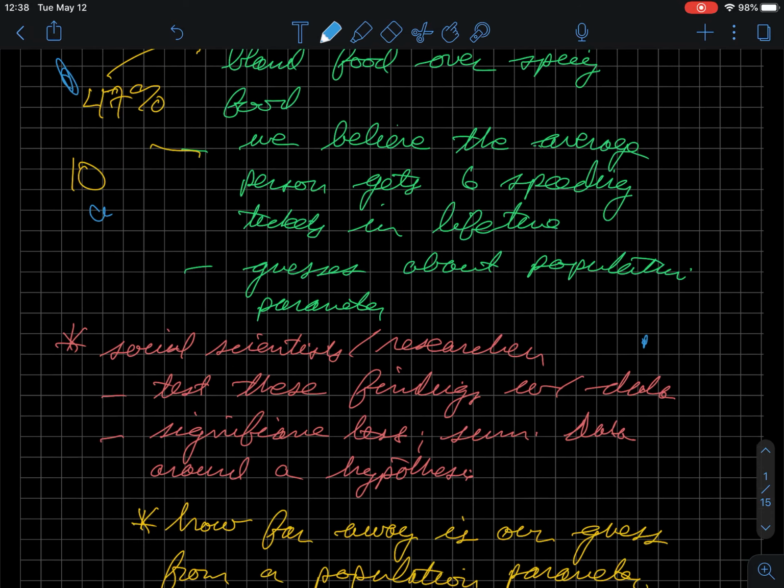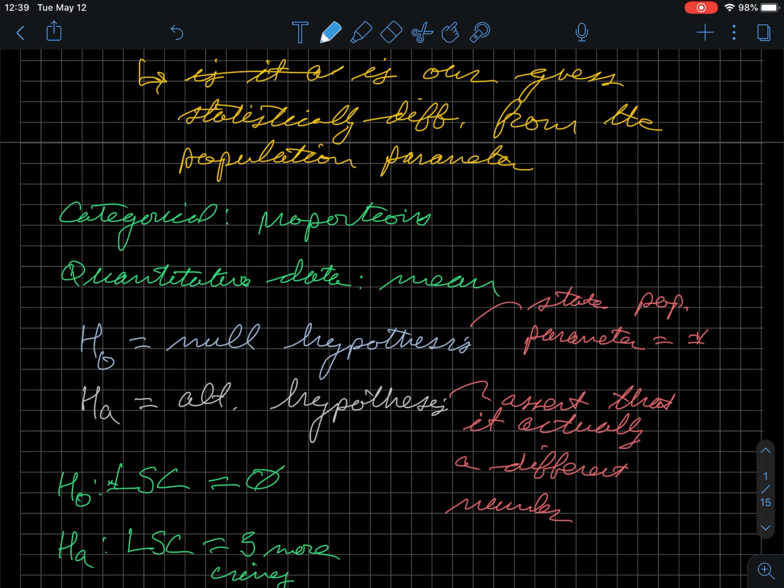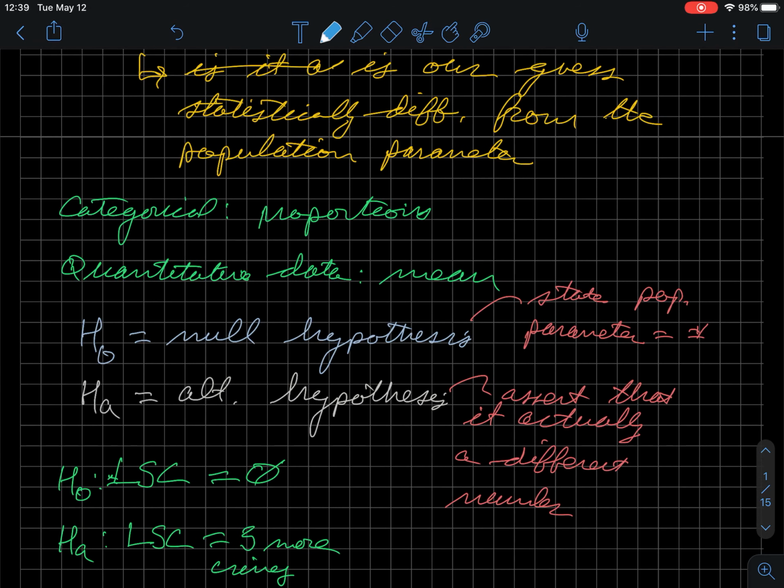So the goal then is to figure out, are these values actually different from what the population parameter is? Are they statistically different? And so is there a meaningful effect? With respect to what we try to do, if we collect categorical data, we are looking at proportions, and if we look at quantitative data, we look at differences across averages.